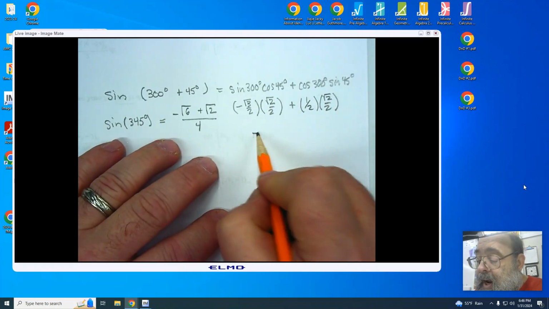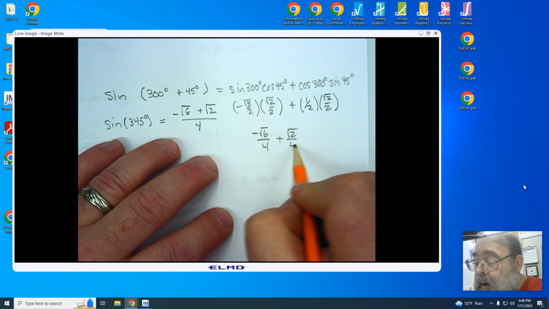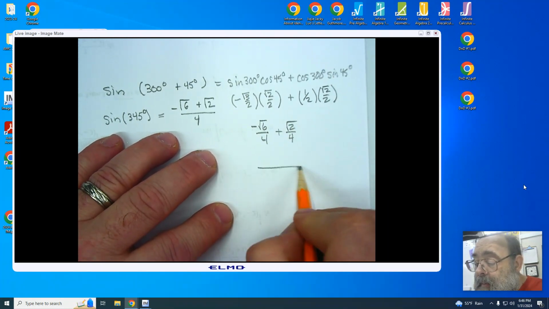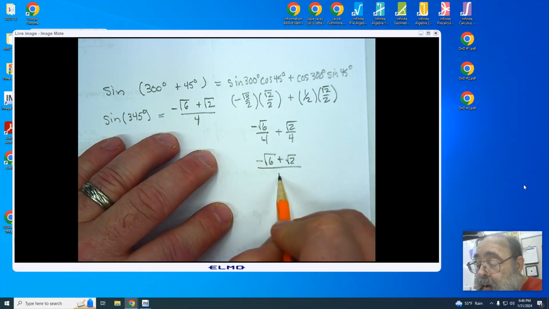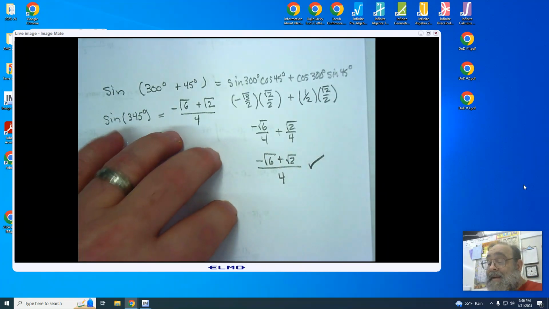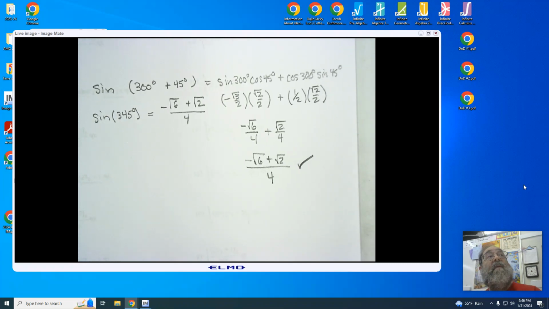When I multiply, I get negative root 6 over 4 plus root 2 over 4, and since they have the common denominator, I can put them together. I have now verified that, and yes, indeed, the sine of 345 degrees is negative root 6 plus root 2 divided by 4.